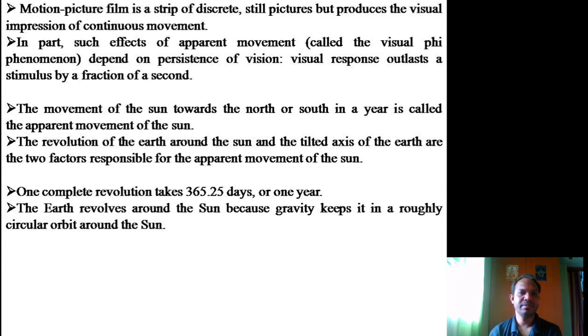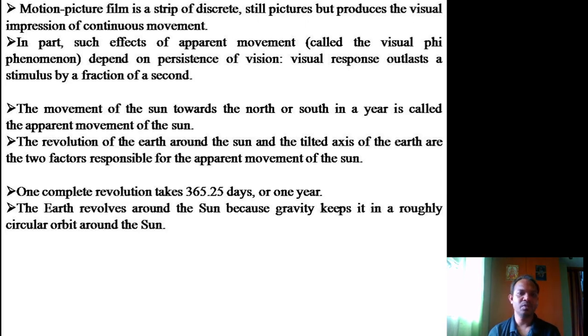The motion picture film is a strip of discrete, still pictures but produces the visual impression of continuous movement. In part, such effects of apparent motion, called a visual phenomenon, depend on the persistence of vision. Visual response outlasts a stimulus by a fraction of a second.